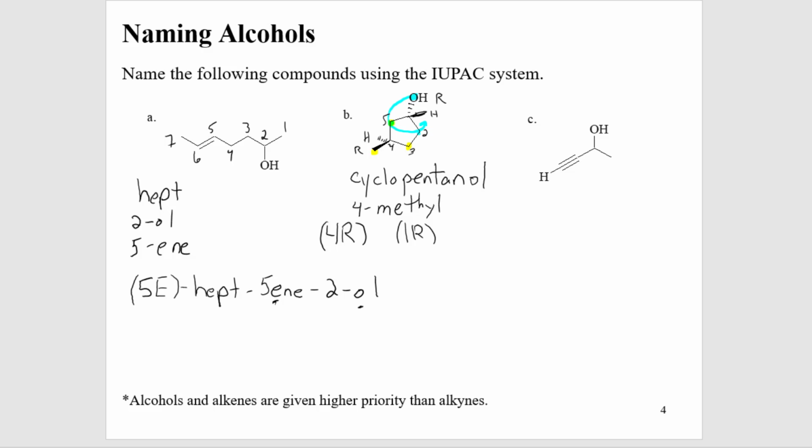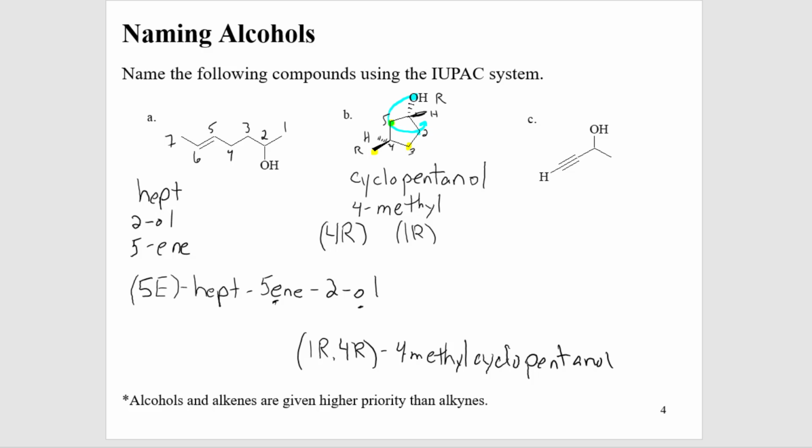All right, now you put it all together, right? You can write (1R,4R) in parentheses, 4-methylcyclopentanol. Phew, that's a lot. All right, well, how about this last one?